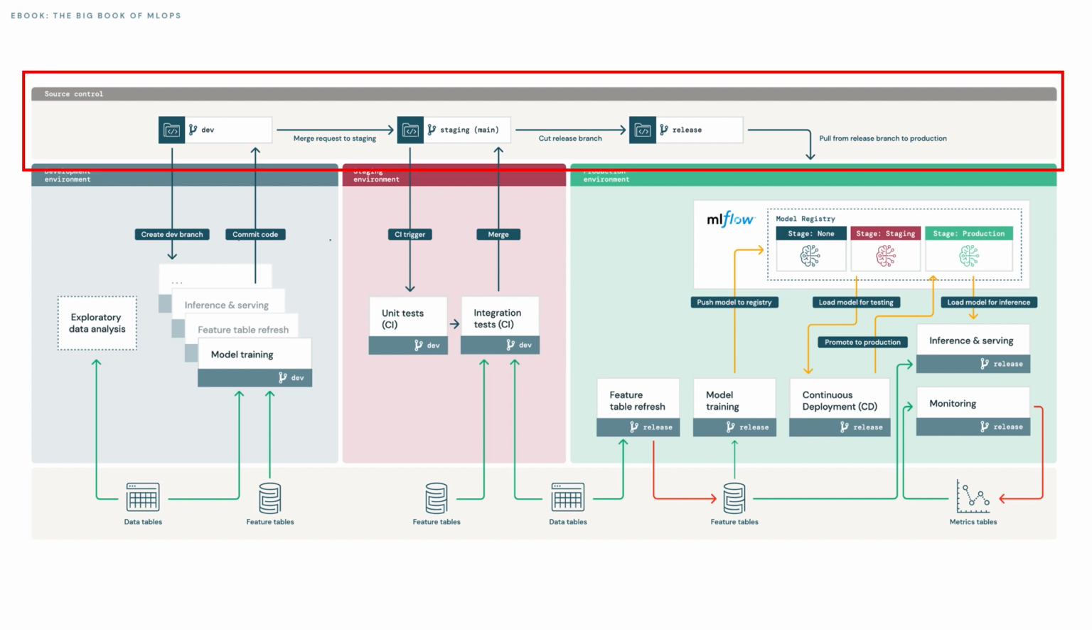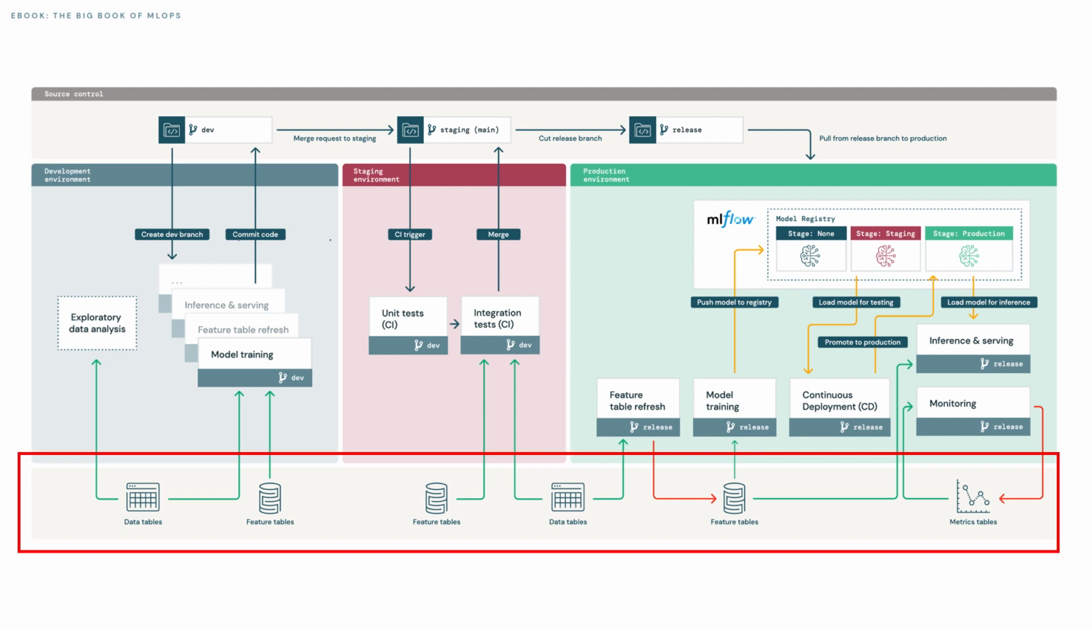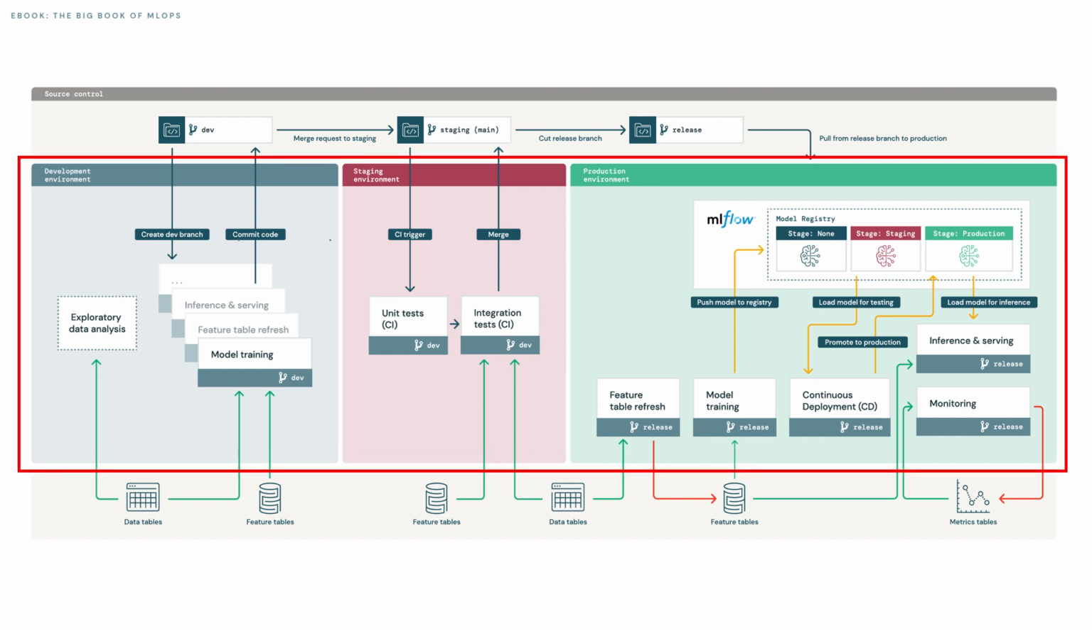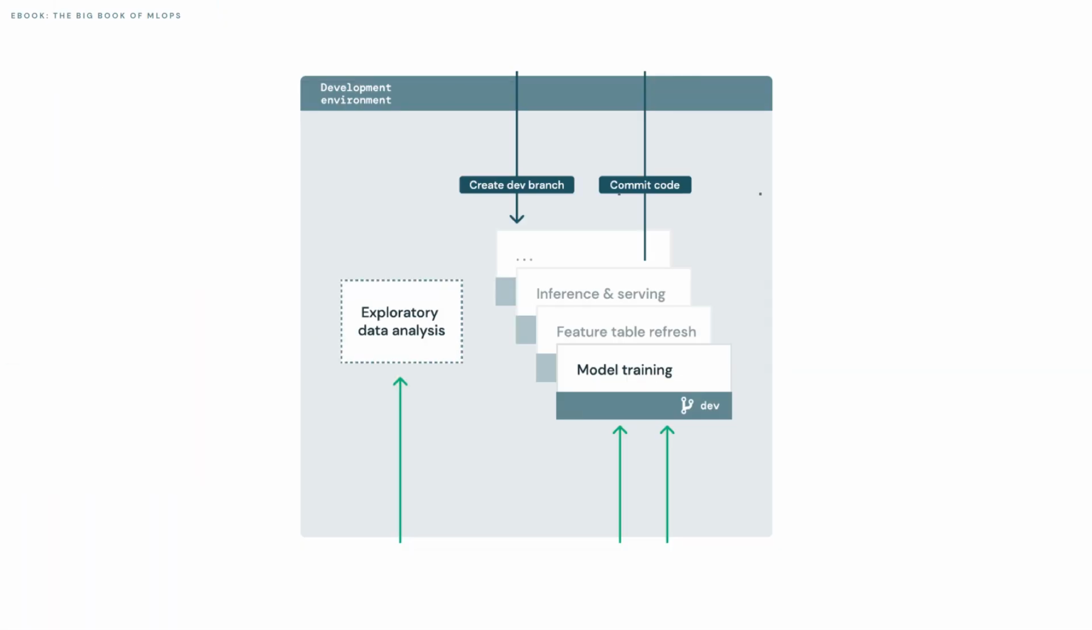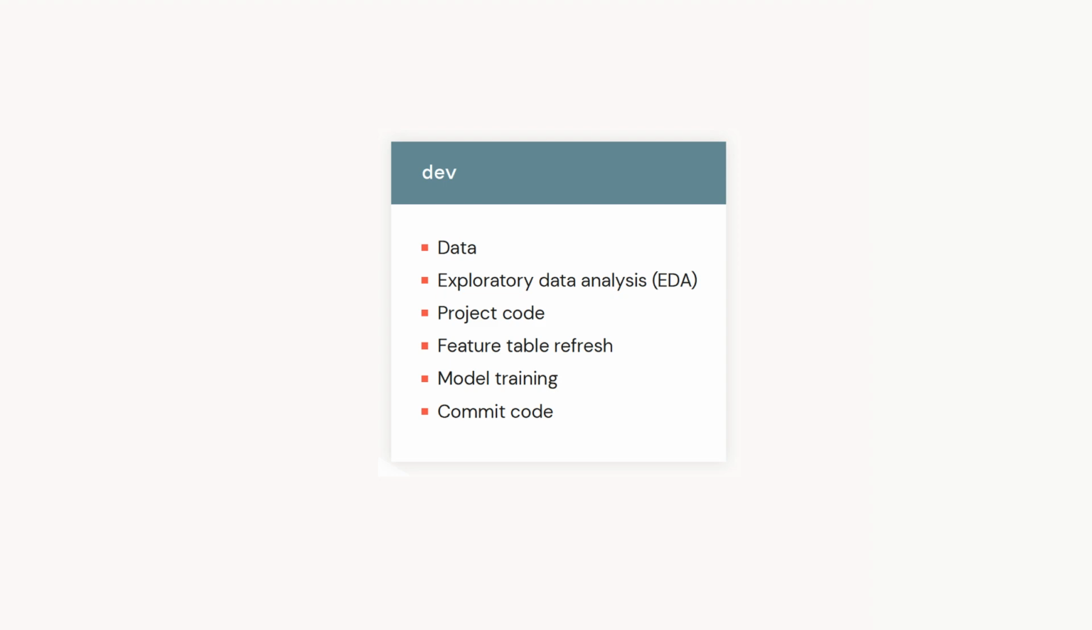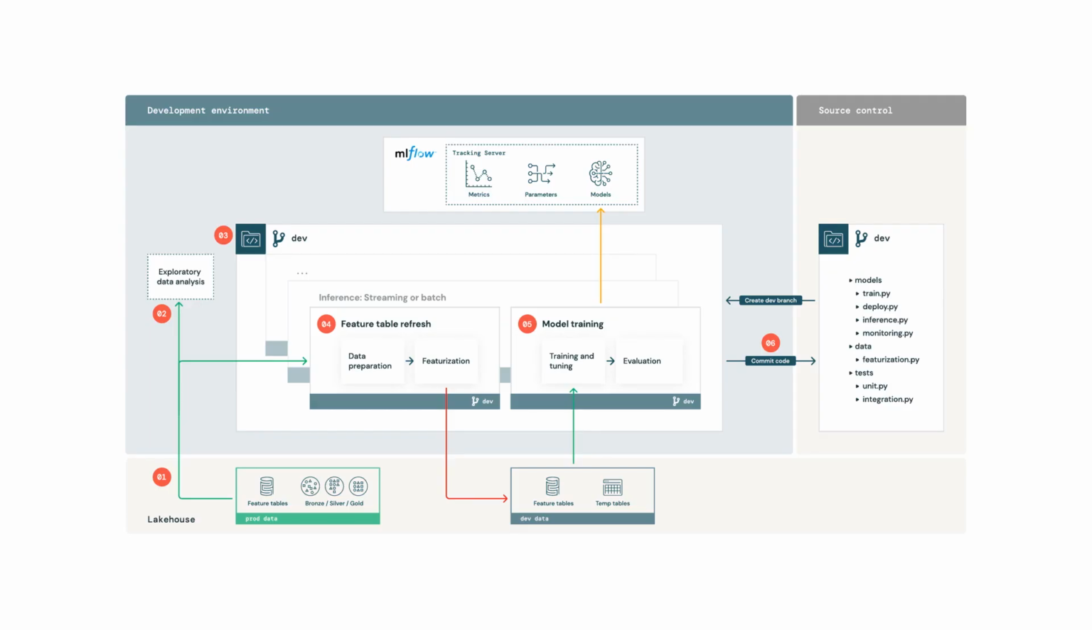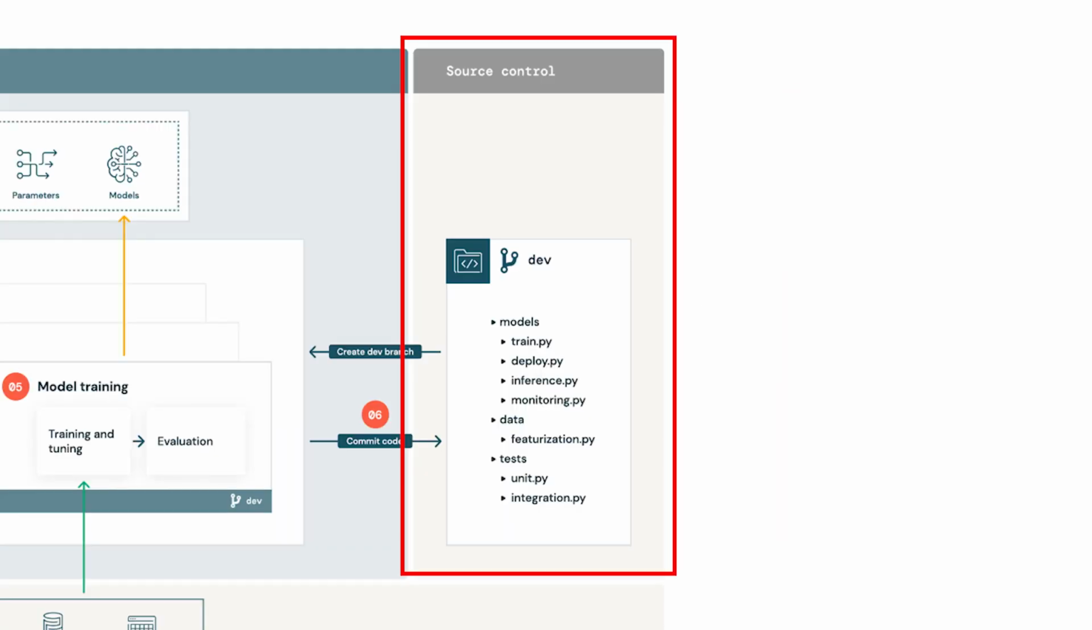We have source control for managing code on top, we have a lakehouse data layer at the bottom, and between them we have development, staging, and production environments. A data scientist in the dev environment does exploratory data analysis or writes pipelines. When ready, these go into source control, which is the key channel for pushing code to production.